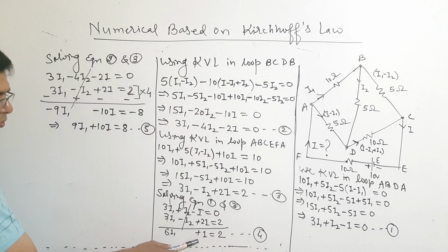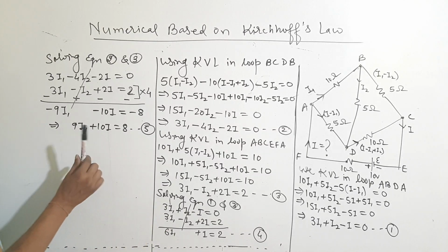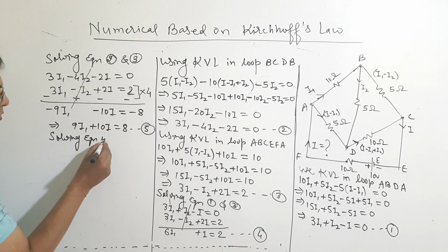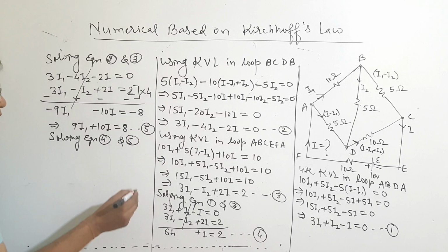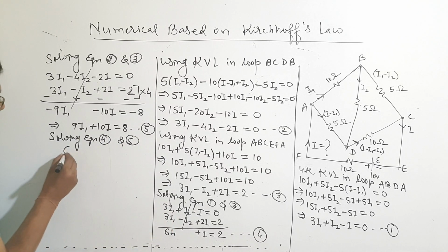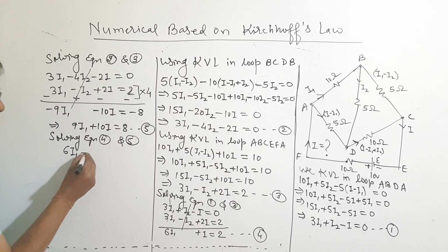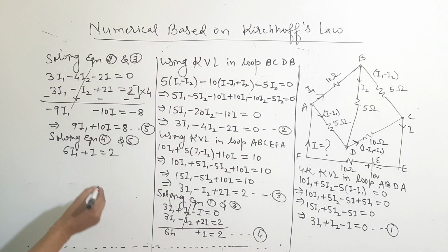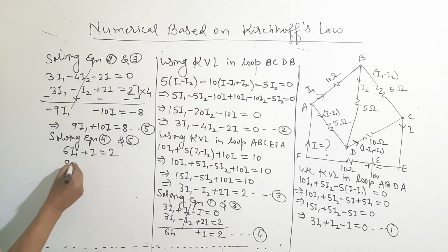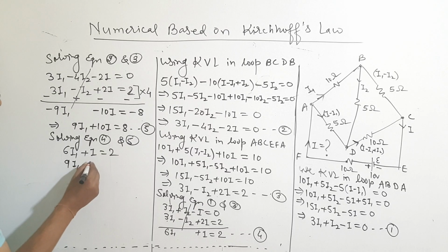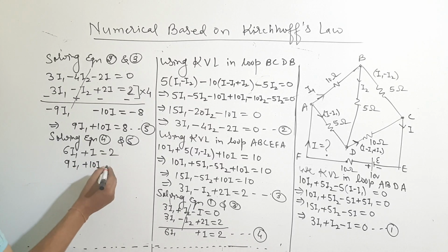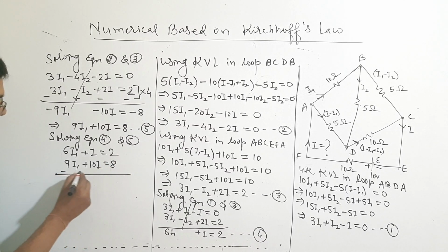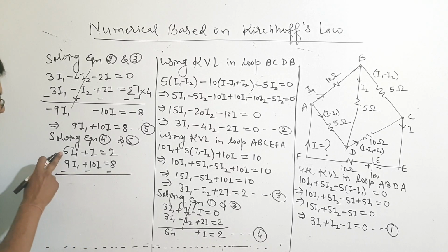Now solve equation 4 and equation 5 and eliminate i1. So equation 4 is 6i1 plus I equals 2, and this equation is 9i1 plus 10i, this is equal to 8. Now you have to eliminate this, so you have to subtract this. Now here you have 6, here you have 9.